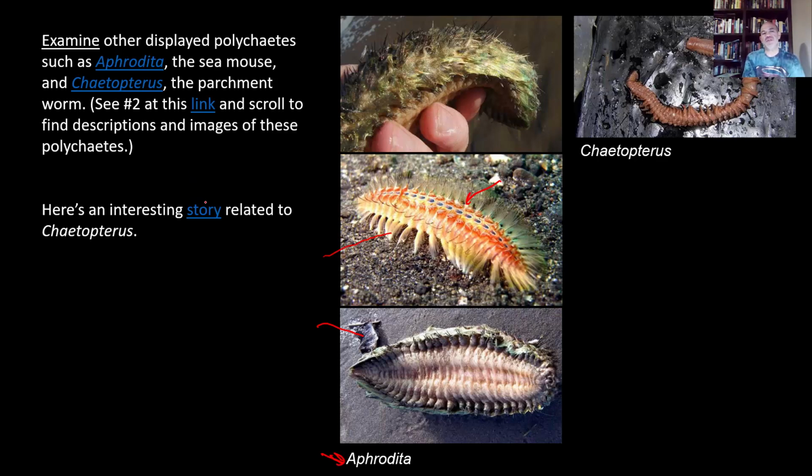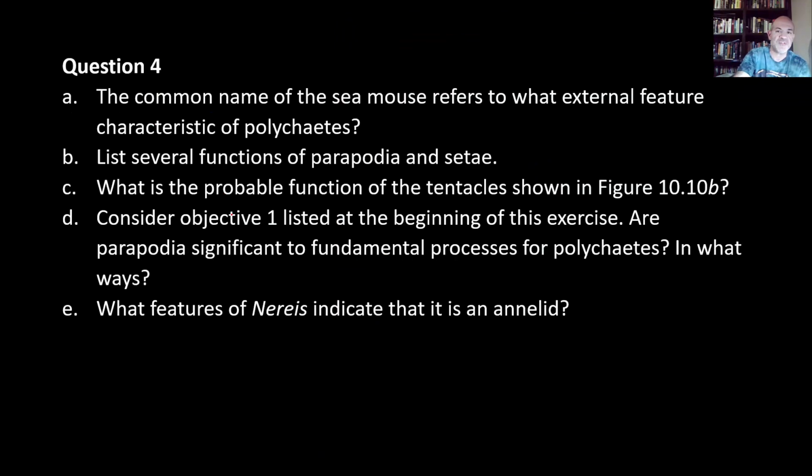And I was doing a web search to learn more about these myself, and I included a link to a story. It's an interesting story about this polychaete, many of them washing up onto a beach, a shoreline. Somebody's describing them in that little article. It's a small article. It's worth taking a look at. So these are 2 other representatives besides Nereis, the clam worms. There's the clam worm, the sea mouse, and the parchment worm, which belongs to the genus Chaetopterus.